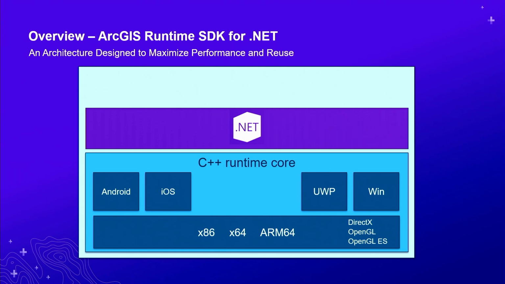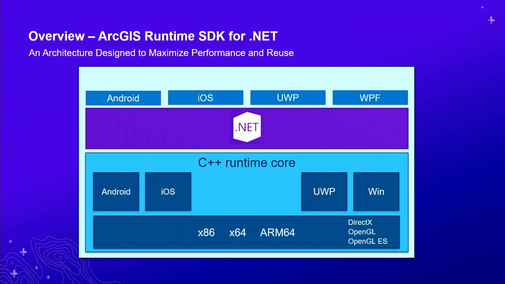Let's focus in on the .NET SDK then. So I've talked about a number of the platforms that we support: Android, iOS, UWP, and Windows. And that means we're building or compiling the Runtime Core for 32-bit, 64-bit, and also ARM64, and both for DirectX and OpenGL rendering pipelines. And then on top of that Runtime Core, we expose that capability through to you via .NET APIs. So those are for Android, iOS, UWP, and WPF. And then Xamarin Forms builds on top of the Android, iOS, and UWP APIs to provide that abstraction layer for you.